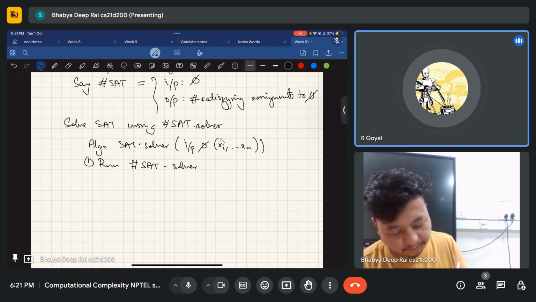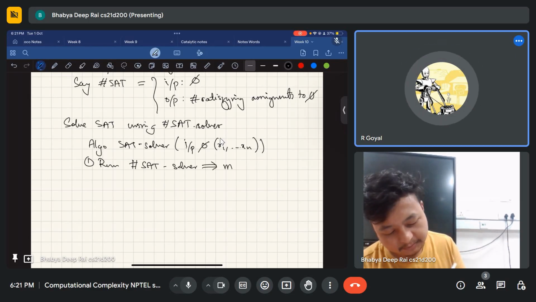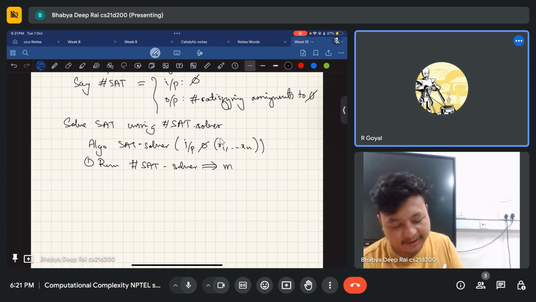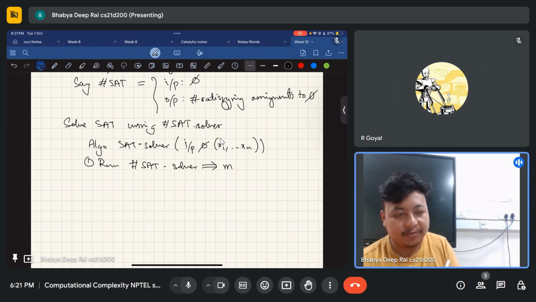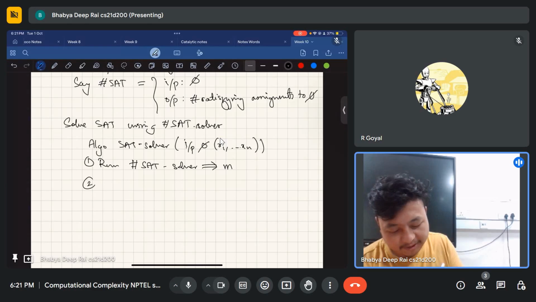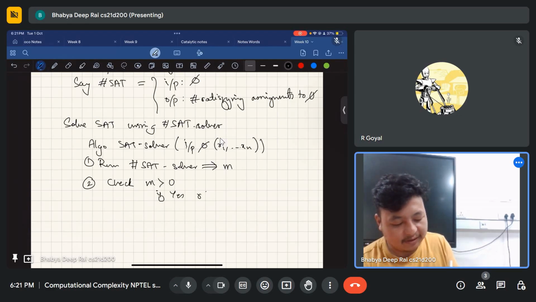Once I get the count greater than 0, that shows that yes, there exists a solution. Let's say the output is M. Then what do I do? Check if M is greater than 0. If yes, output yes. Otherwise, no.